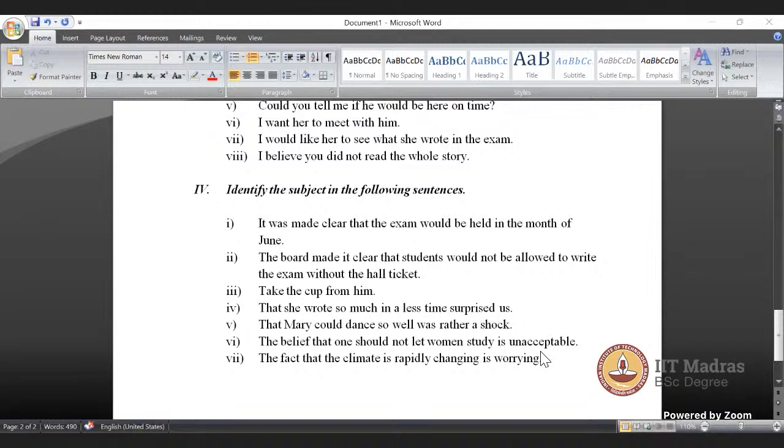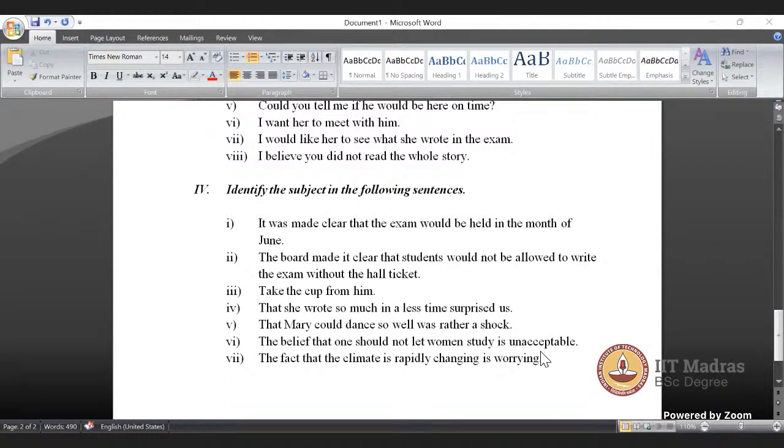Okay. So whenever you have sentences that begin with the belief, the fact, the idea, keep in mind that the subject here is only the belief and the fact. The that clause that you see here, that one should not let women study and that the climate is rapidly changing, is acting as a modifier to the subject. So remember, relative clause, adjective clause. What did adjectival clauses do? They were modifying the noun phrases, right? So modifiers, particularly if they are separated from the noun phrase, don't become part of the subject.